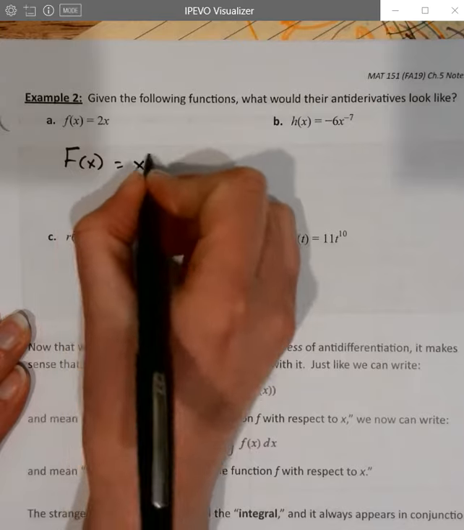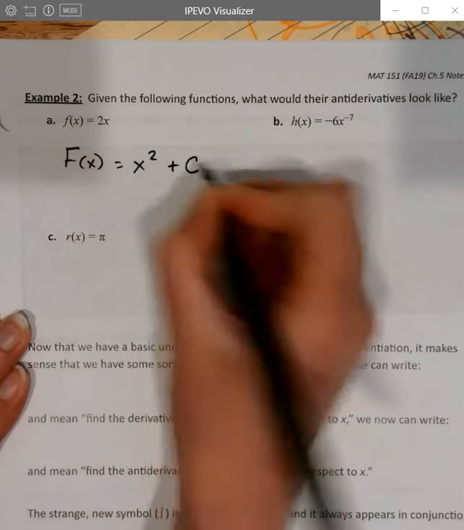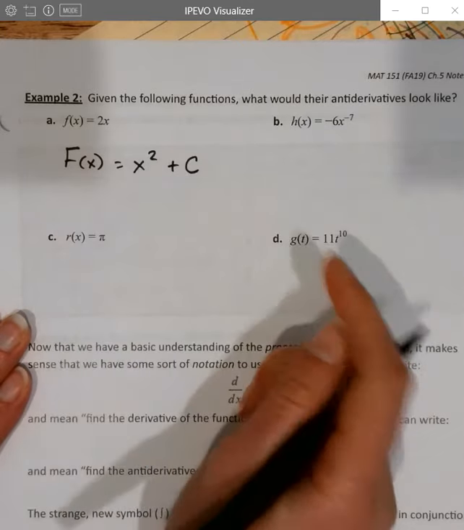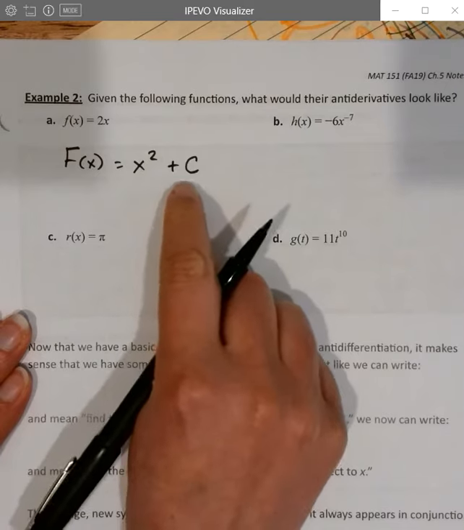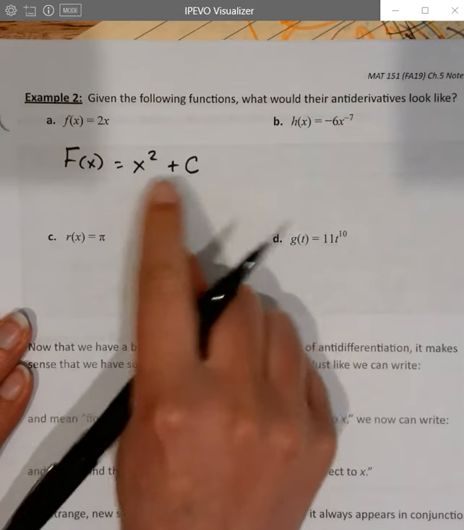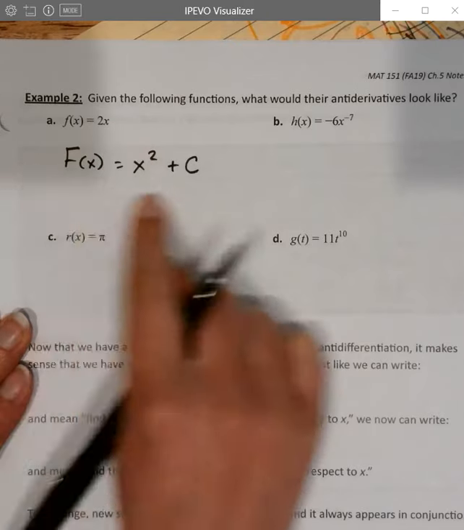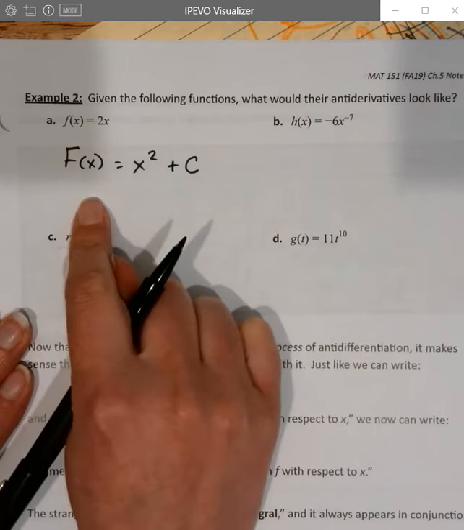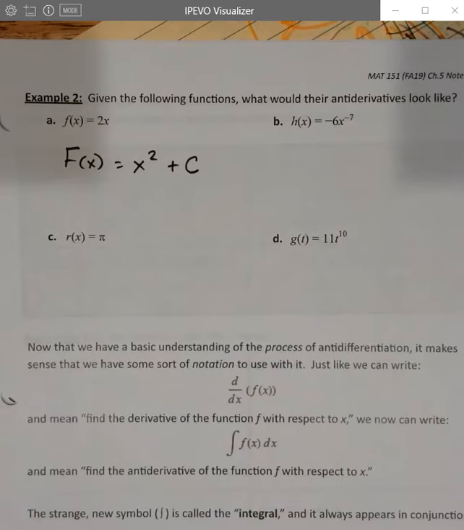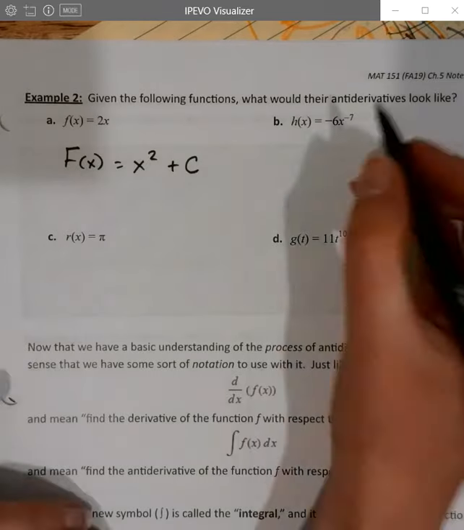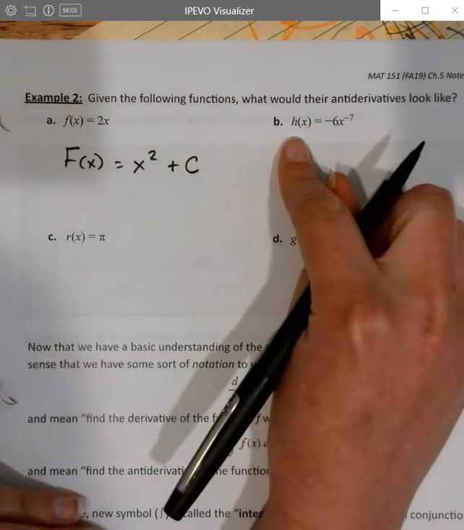It's going to be x squared, but I don't know if it was x squared plus 1 or x squared minus 3, so I have to put that plus c on there for the family of antiderivatives. X squared plus any constant number will have a derivative of 2x, and so that is my answer for the antiderivative. Okay, so we're undoing some of the differentiation rules here to try to find an antiderivative. Okay, so they're going to get a little more interesting here.